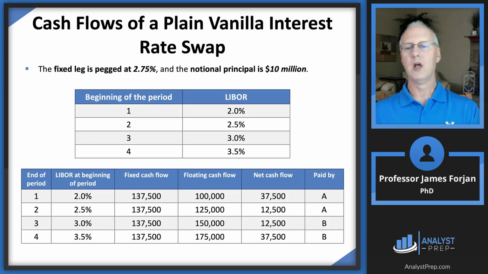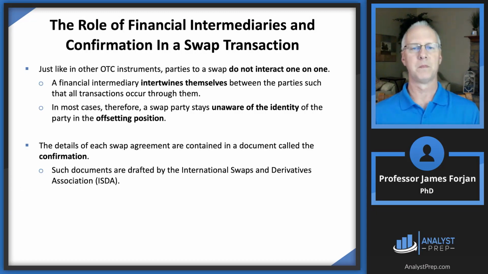But of course, those net cash flows in that second column from the far right depend on what LIBOR is. LIBOR could have been, let's say, 2, and then 8, and then 1, and then 12, and then 0, et cetera, et cetera. And so those payments can flip-flop over time.